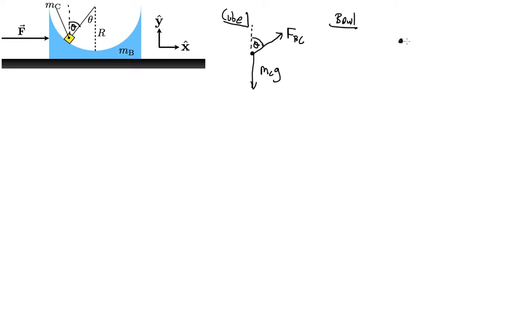Okay, the bowl has 4 forces on it. It has a force that's being pushed on. It has its own weight. It has a normal force, which I forgot in my original video. Turns out not to be important. And it has the equal and opposite force of this contact force, which is the force of the cube on the bowl. And then this angle is theta, because these are parallel angles in the diagram here.